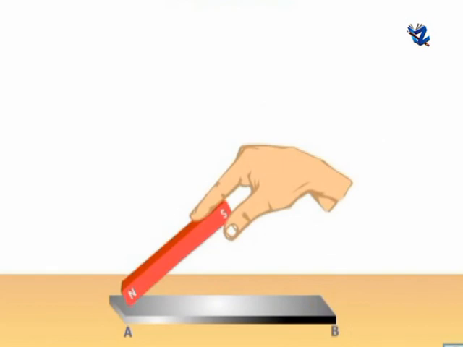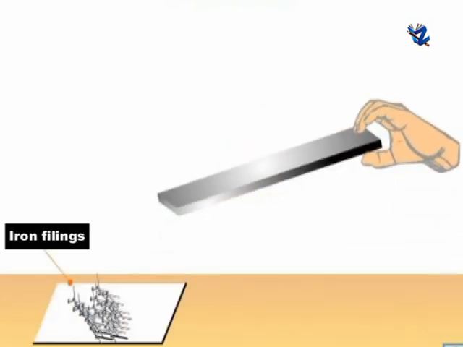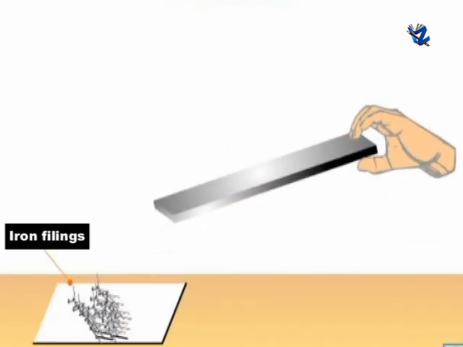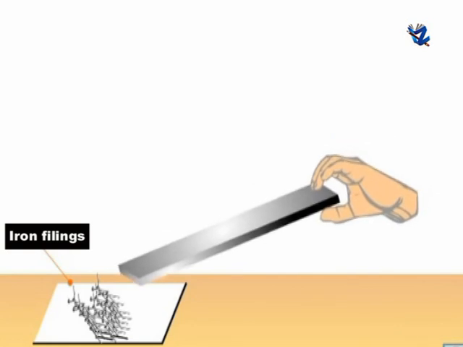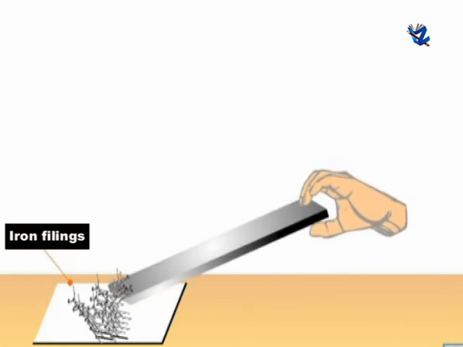Now take the steel bar near some iron filings and observe. The steel bar will be seen to have developed magnetism. This method of magnetism is called the single touch method. The magnetism created by this method is of low strength and lasts for a short time.